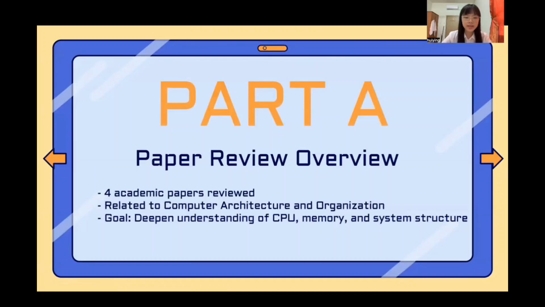Now, I would like to present Part A of our project, the review of 4 academic papers related to computer architecture and organization. In this part, we read and analyze 4 research papers that help us deepen our understanding of the development and core components of computer architecture.